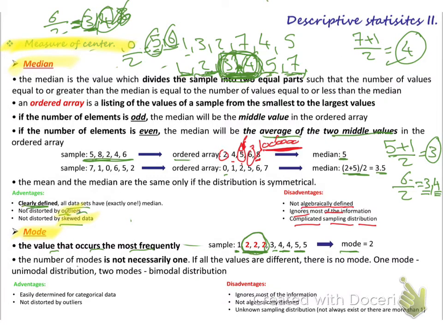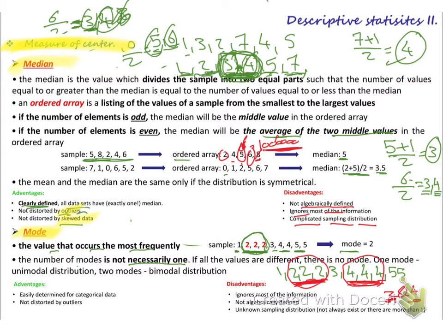The number of modes is not necessarily 1. We may have 2 modes. For example, I have a sample of 1, 2, 2, 2, 3, 4, 4, 4, 5, 5. If I look at this sample, I have the 2 repeated 3 times, and the 4 also repeated 3 times. So my modes here will be 2 and 4, because both of them are repeated the same number of times and are the biggest, okay? This repeated 3 times, the maximum, and the 4 also. So I'll have 2 modes.